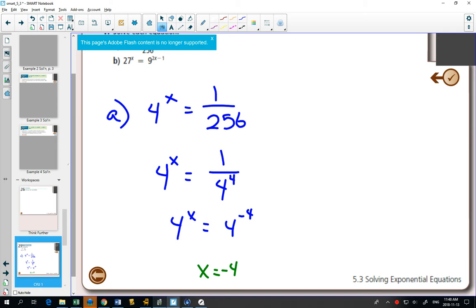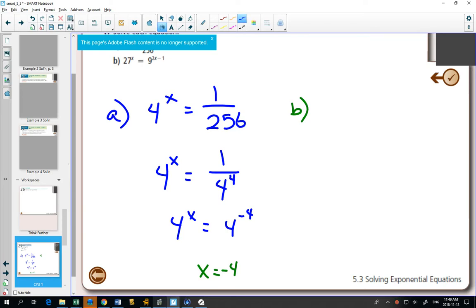So there's A. Now, A was easy because the 256 was in the column of 4. You could have also changed this to 2 squared and this to 2 to the 8, but this is easier. However, in part B, do you ever have a 27 and a 9 in the same column of your powers chart? Power of 3. So you have to change both of them.